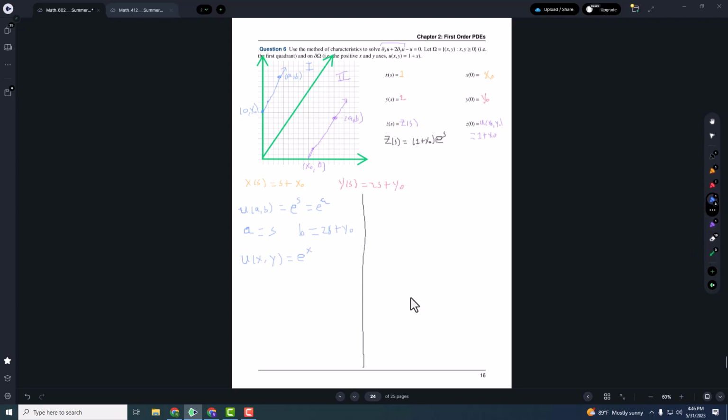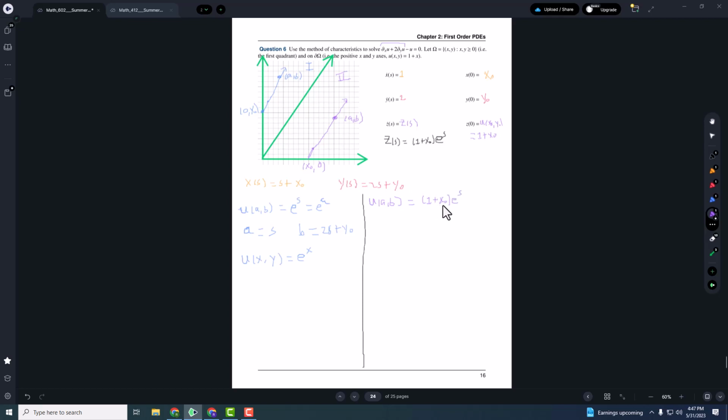All right, so now I want to see what happens in region 2. Okay, so in region 2, this is my generic point in region 2. If I just look at the PDE along this line right here, z of s is equal to 1 plus x naught e to the s. So if I just look at u along this line, I can figure out what u is at a,b. U of a,b is equal to 1 plus x naught e to the s.